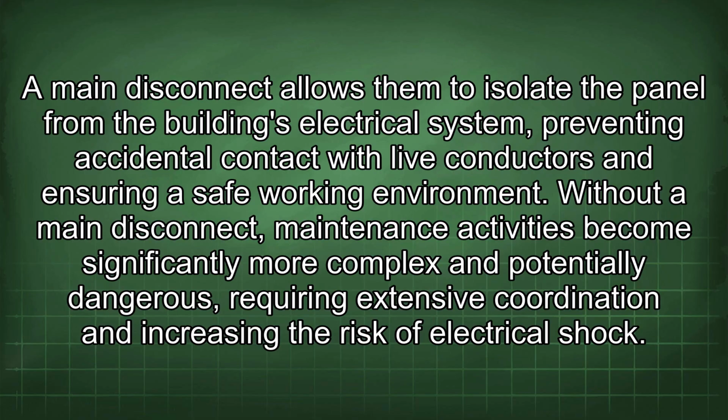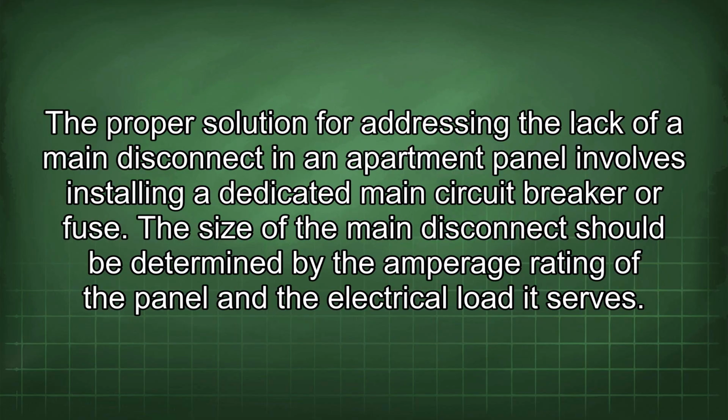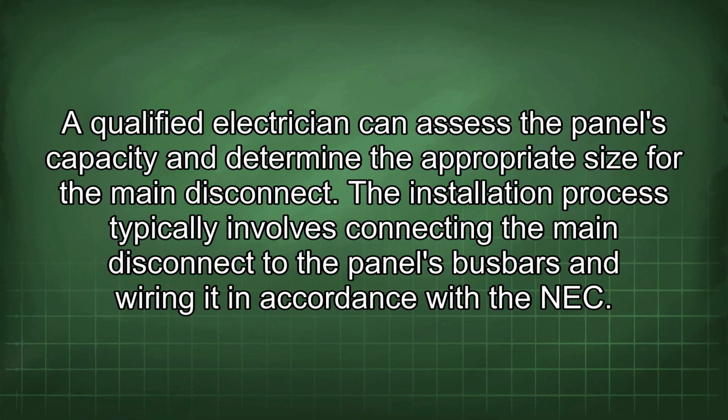of electrical shock. The proper solution for addressing the lack of a main disconnect in an apartment panel involves installing a dedicated main circuit breaker or fuse. The size of the main disconnect should be determined by the amperage rating of the panel and the electrical load it serves. A qualified electrician can assess the panel's capacity and determine the appropriate size for the main disconnect.